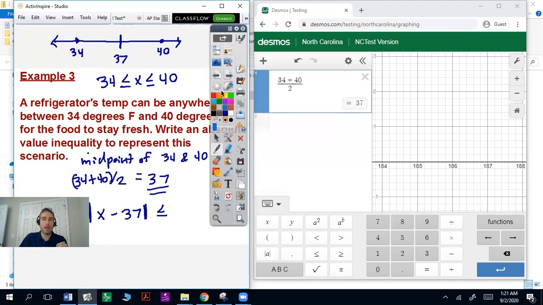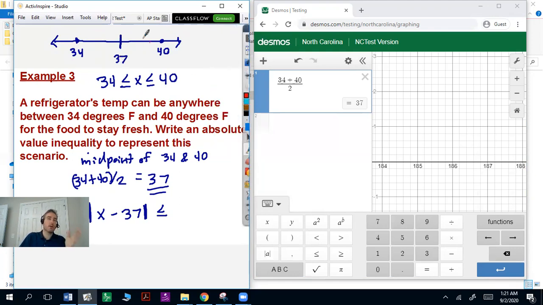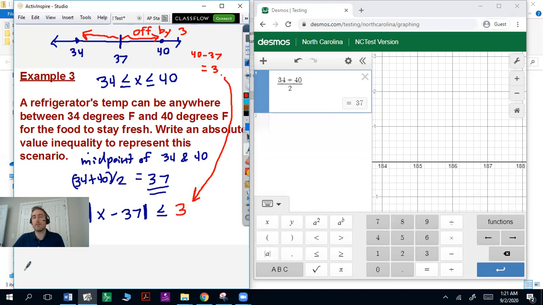We got to figure out the tolerance. In other words, how far above or below we can go. And that tolerance is how much you can be off by. So we could be off by, in this case, 3 in either direction. You know, 3 above it or 3 below it. So that number, that's the number that's going to go down over here. That's your inequality. Let's graph this.